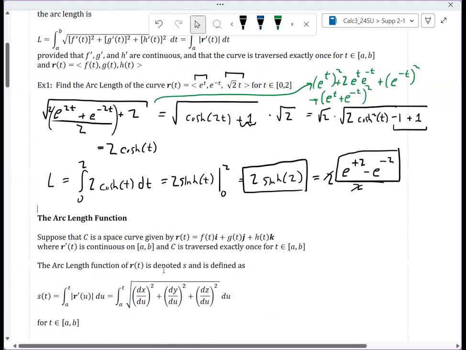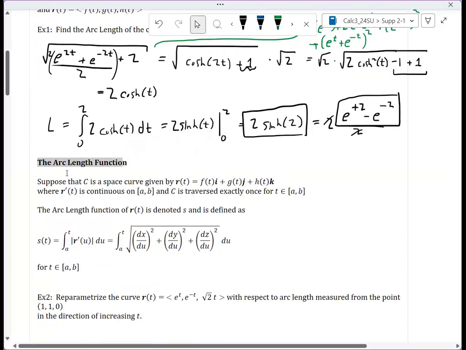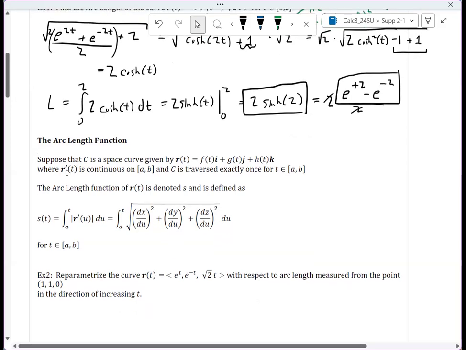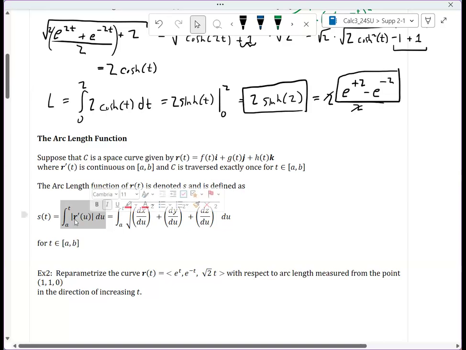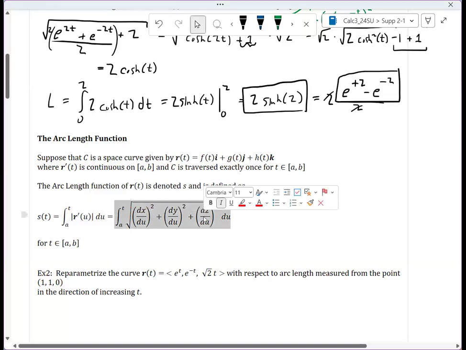Okay, so this was leading into the arc length function. So again, let's think that C is a space curve that's given by this parametric representation, f of t, g of t, h of t, for the components of R. And here we'll suppose that R prime is continuous and that C is traversed exactly once. Then we define the arc length function of R. We denote it by S, and we say that S of t equals the integral from a to t of the length of R prime, or the integral from a to t of these derivatives.